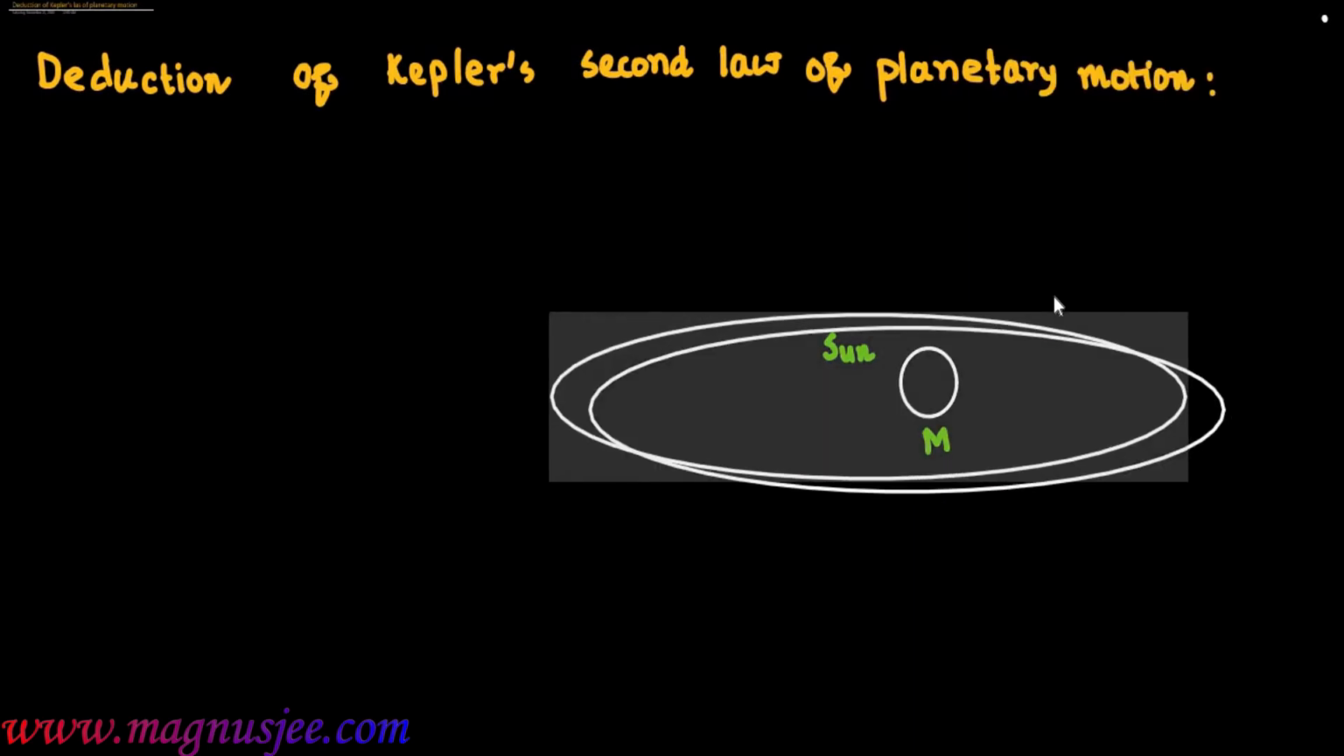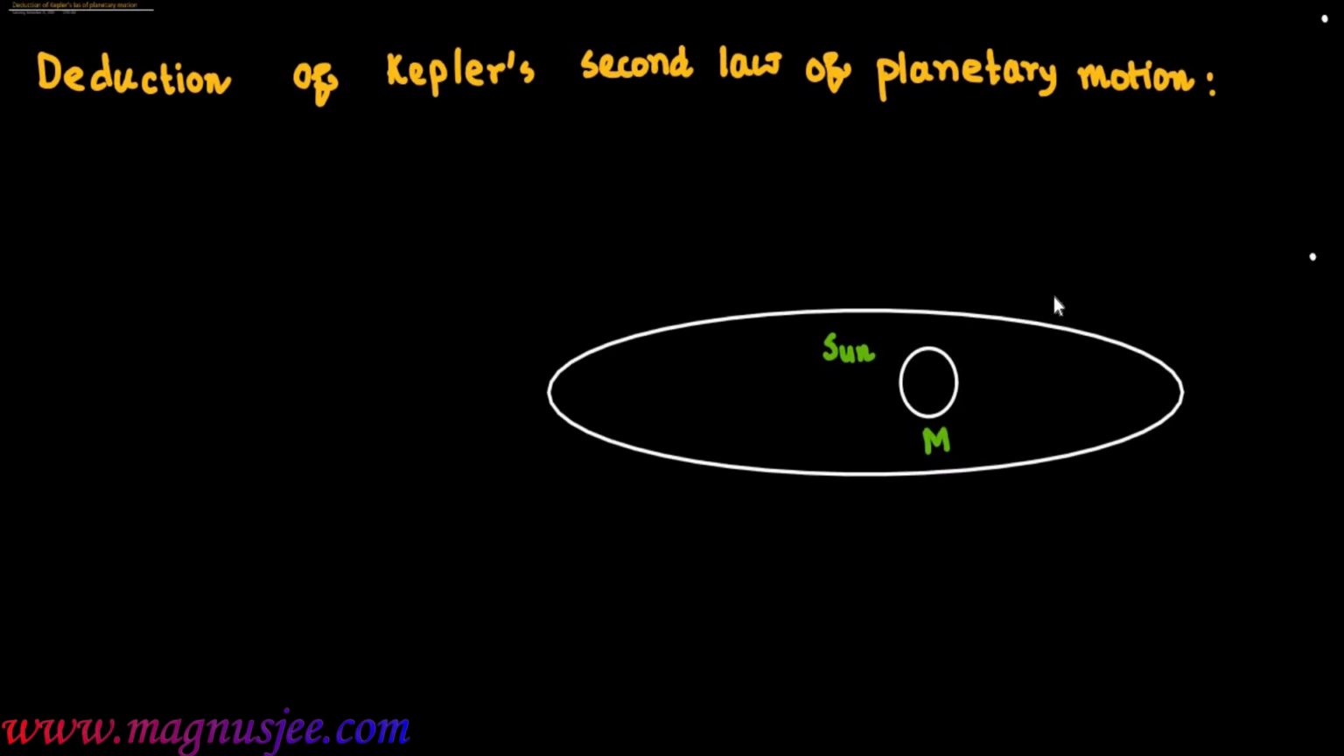So this is the elliptical orbit of a planet around Sun, and Sun exists at one of its foci according to Kepler's first law. And this is the planet of mass small m. We can denote the distance of the planet from Sun. The planet revolves around Sun with orbital velocity v0, and v0 is the orbital velocity along the tangent.